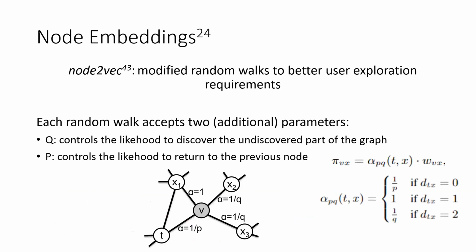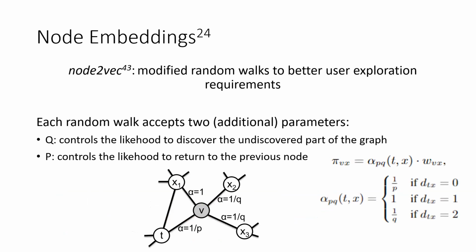Now another one is a very similar variation, but it just changes a little bit the random walk to better suit exploration requirements. So basically it's the same model, but we change a little bit the input.